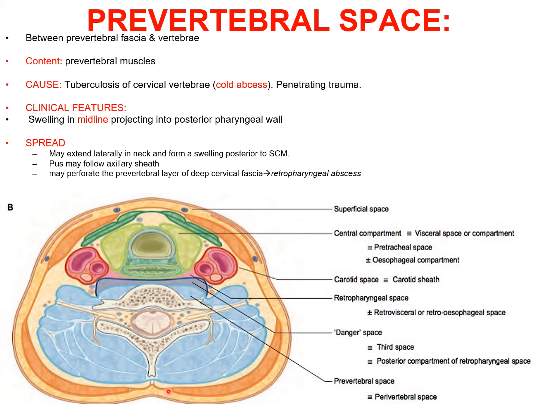Again, please see in this diagram, this is your retropharyngeal space between the buccopharyngeal fascia and the alar fascia. Then between the alar fascia and the prevertebral layer, this is your danger space. Now coming to the prevertebral space, which lies between the prevertebral fascia and the vertebrae. So this space contains basically the prevertebral muscles.